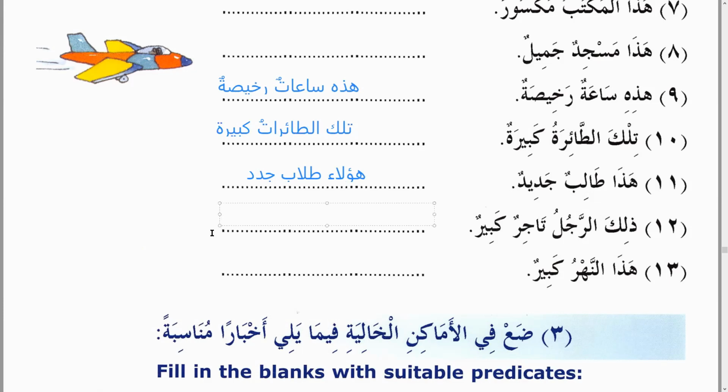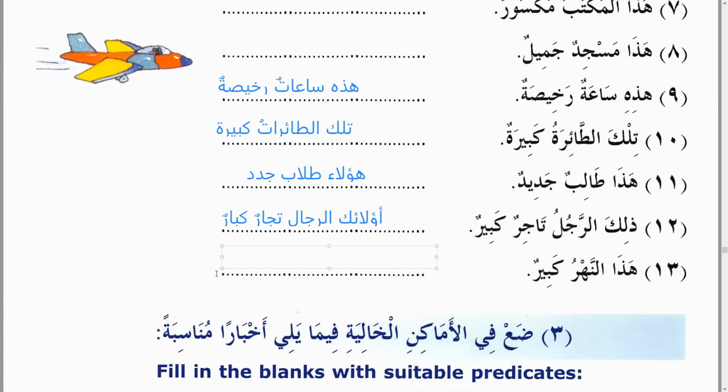So we will come back to our original, which is Ulaika. Ulaika rijalun. The plural of tajir is tujjar, right? Tujjarun. Kabir, the plural of kabir is kibarun. أولئك الرجال تجار كبار. This is how. These are two trick questions. هذا النهر كبير. This river is big.